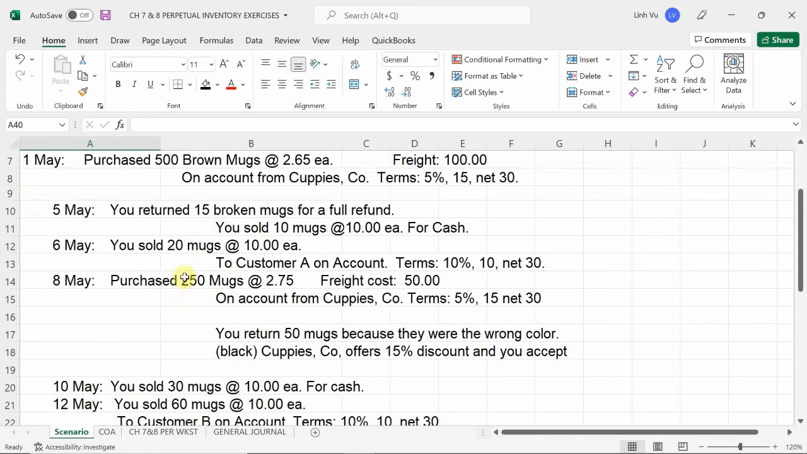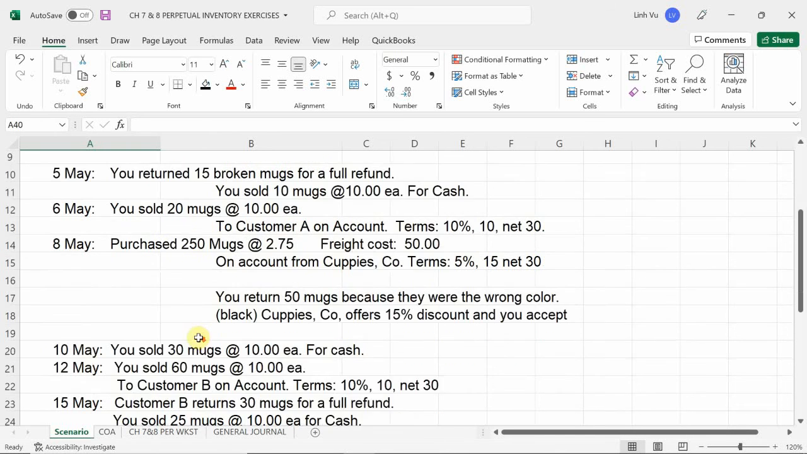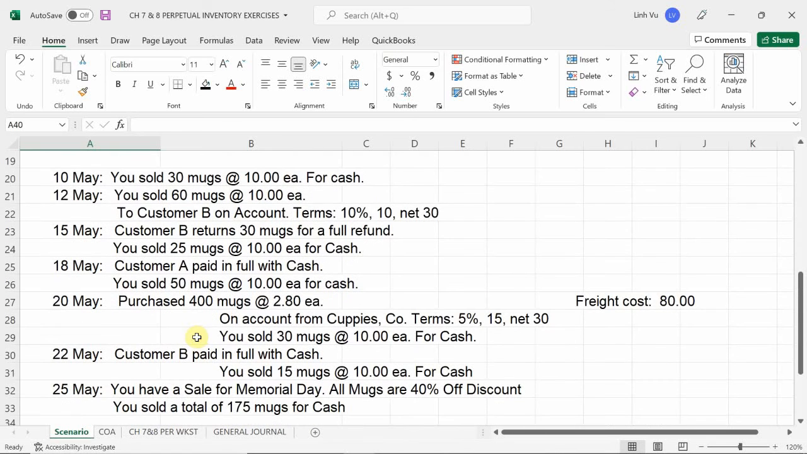I have to figure out what I originally charged and what that adjusted discounted amount left me with. Okay? And then the last purchase that we made here was on May 20th. We purchased 400 units, okay? As of this batch right here, we made no adjustments, no discounts, no returns. So that means we are going to pay for this full price.